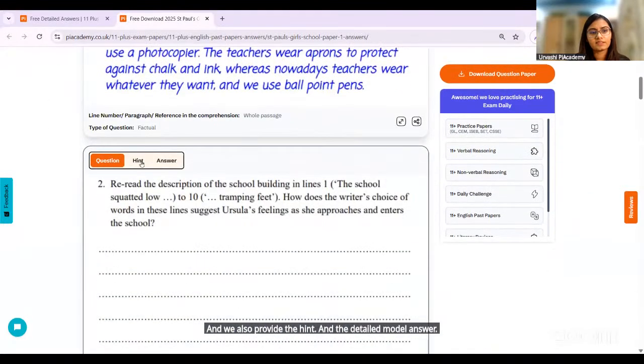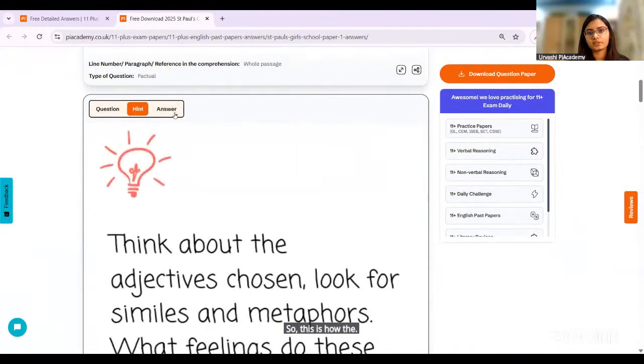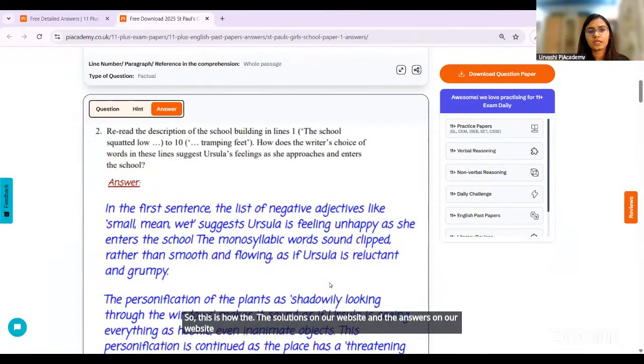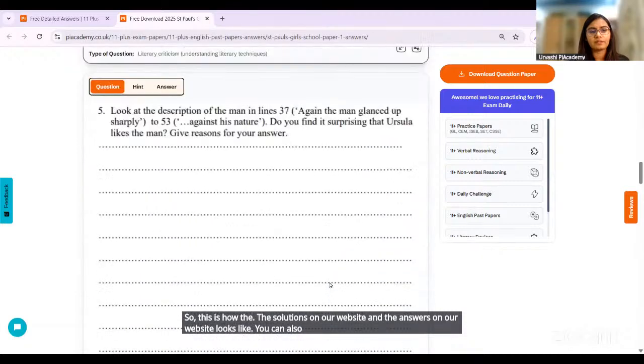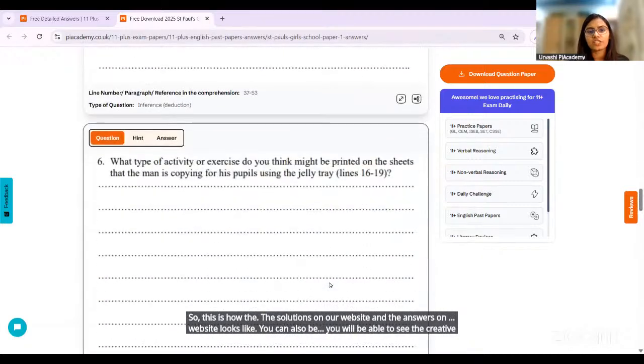So this is how the solutions and the answers on our website look like. You will also be able to see the creative writing checklist and the detailed model answers as well.